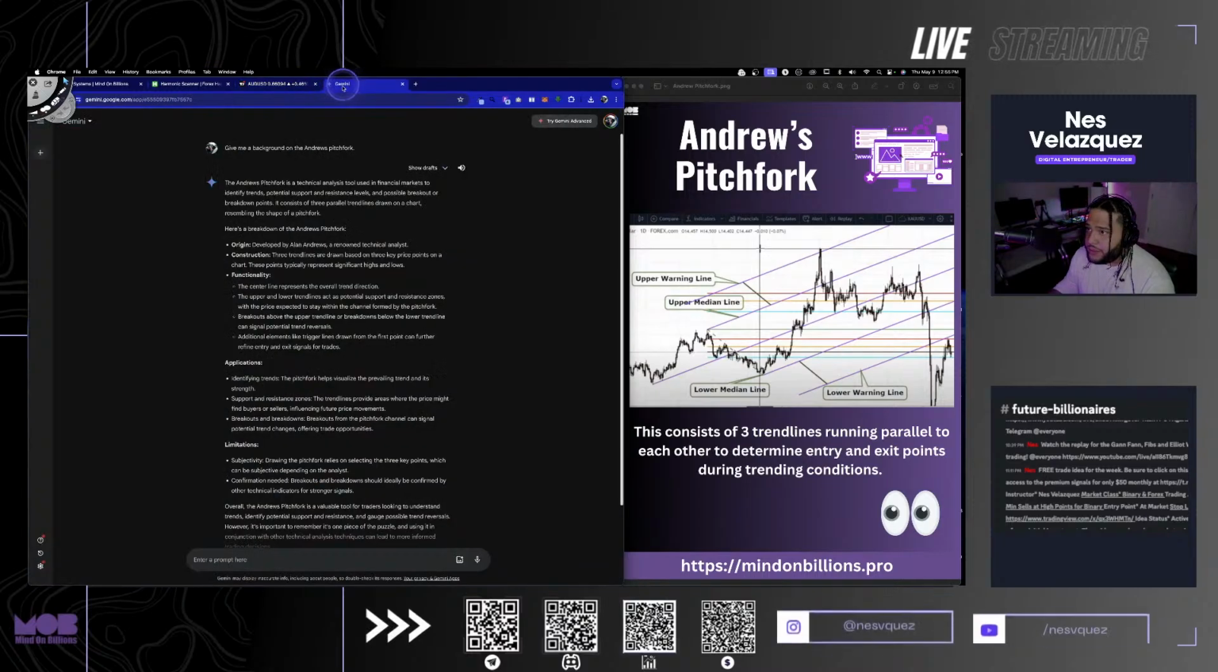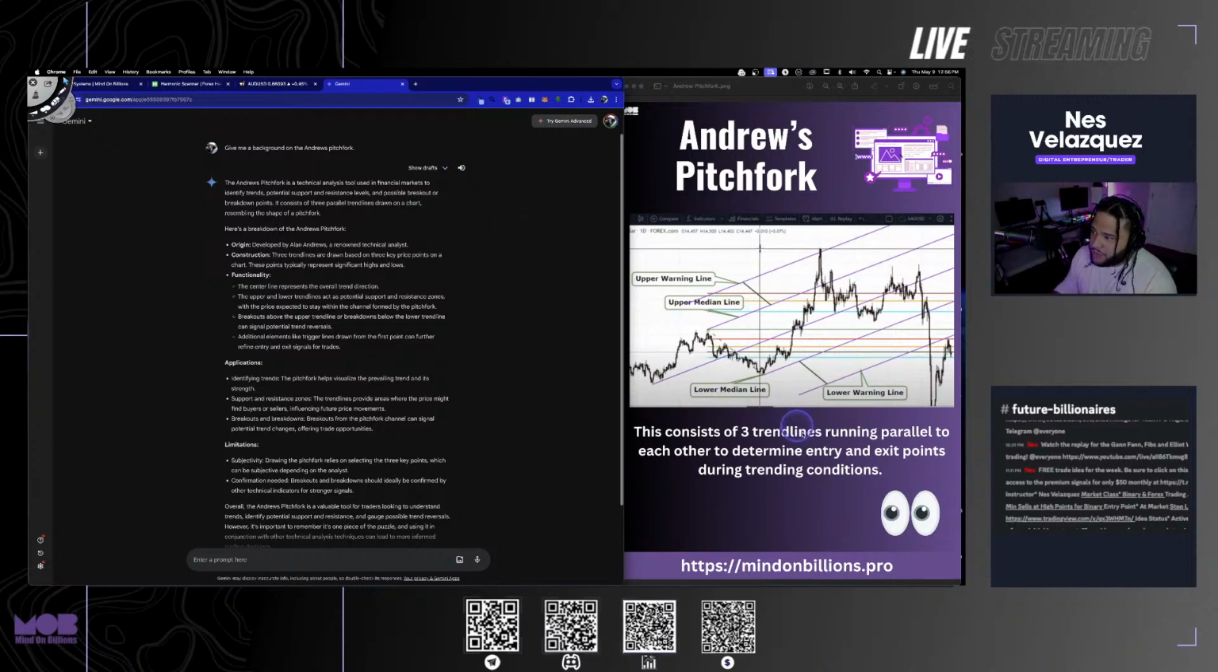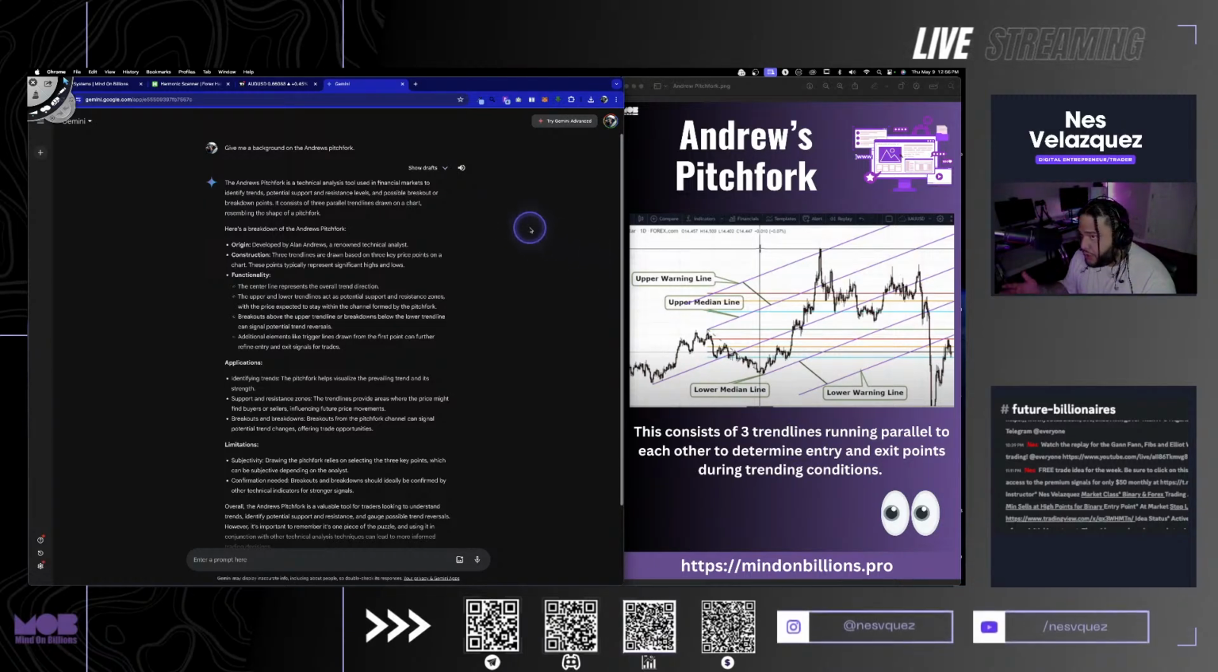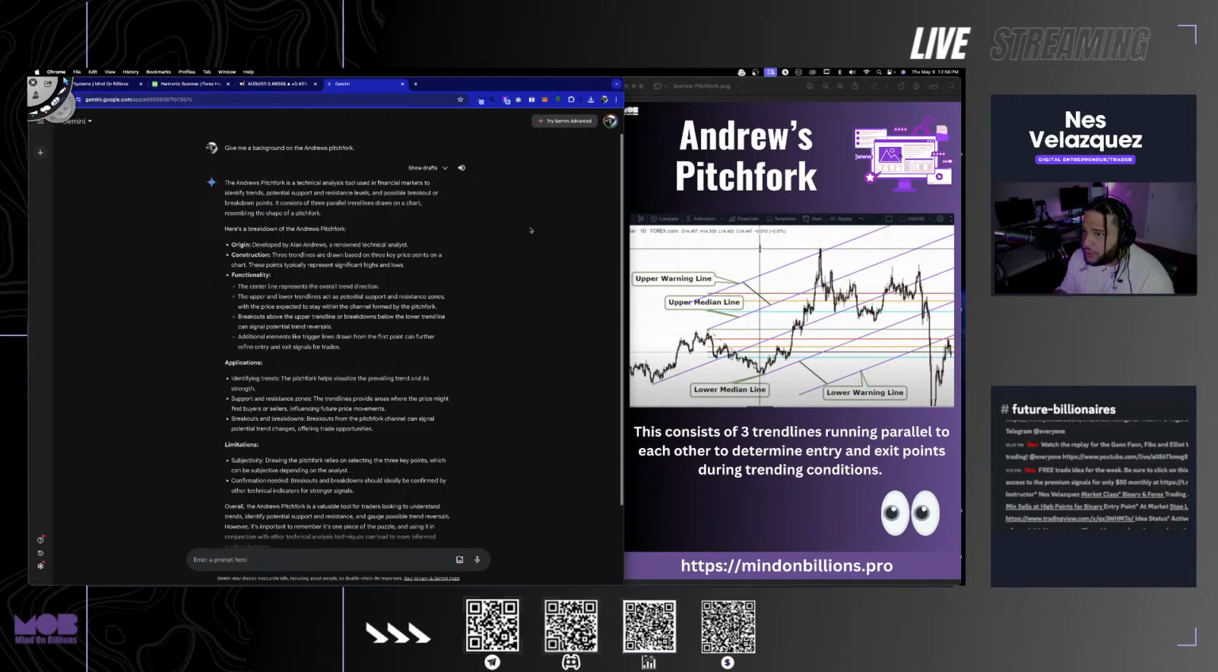But let's continue. Okay, so it consists of 3 parallel trend lines drawn on the chart, as I have over here in my visual that you'll be able to take home with you, be able to download. Okay, it consists of 3 parallel trend lines drawn on the chart, resembling the shape of a pitchfork. Here's the breakdown of the Andrews pitchfork.